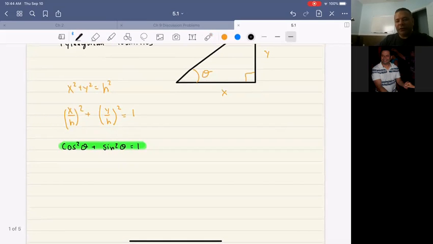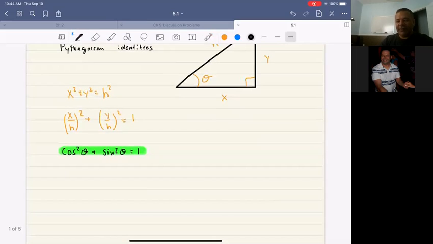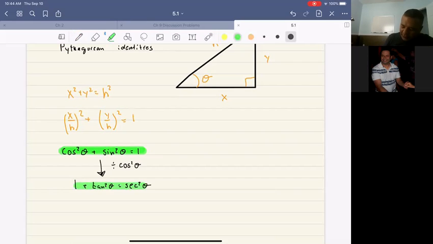Okay, now we can also, for example, divide this by, say, cosine squared. So if we divide this by cosine squared of theta, then we're going to get 1 plus sine over cosine is tangent. So 1 plus tan squared of theta equals secant squared of theta. Okay, and that one also we use quite a bit.